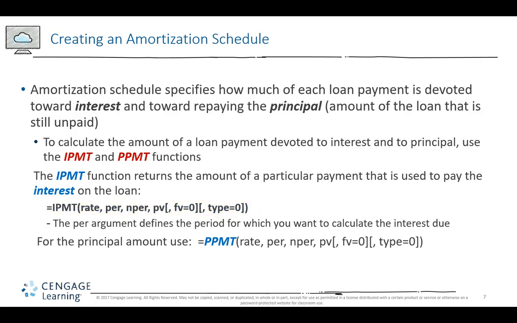The per argument defines the period for which you want to calculate the interest due. So we could use this to generate all of the individual payments over the lifetime of the loan. For the principal amount, we use the PPMT function in Excel. Notice that the argument list is the same.